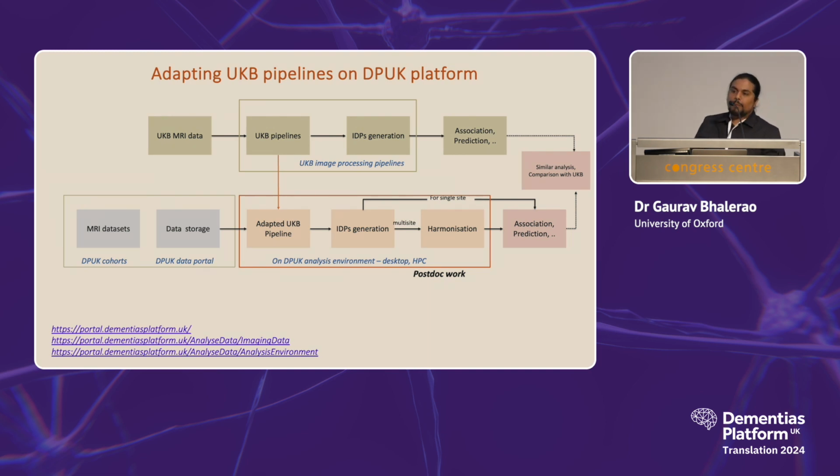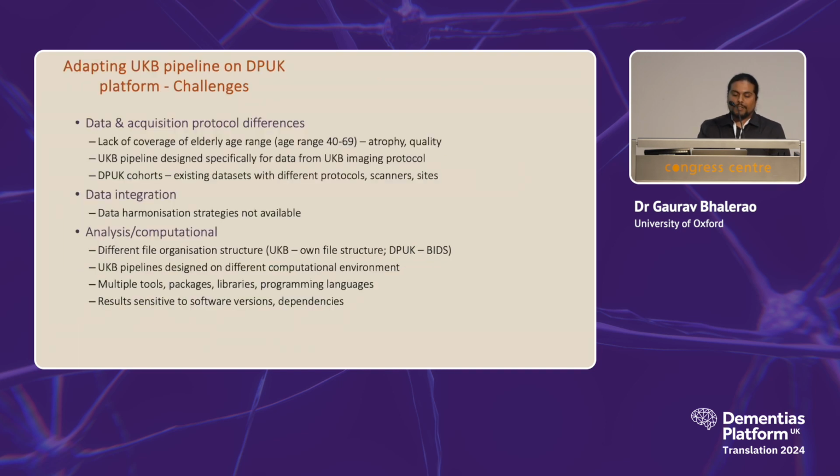So we adapted the pipeline, and then we generated UK Biobank-like image-derived phenotypes, which can be used to facilitate cross-cohort analysis. And given that the DPUK cohorts come from different sites and scanners, we also included a data harmonization component. These UK Biobank-like IDPs can then be used to facilitate cross-cohort analysis, or analysis similar to UK Biobank, or even comparative analysis to UK Biobank.